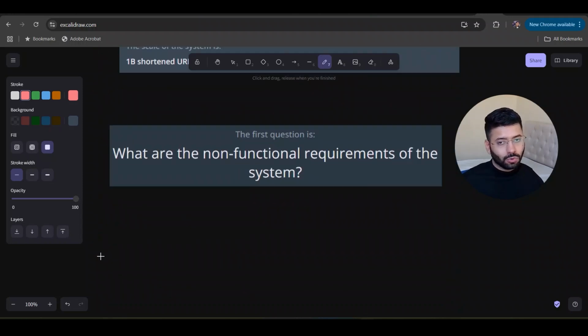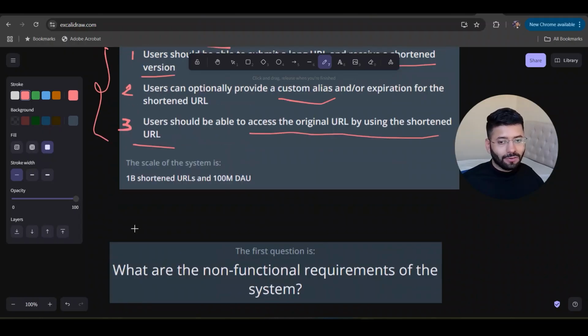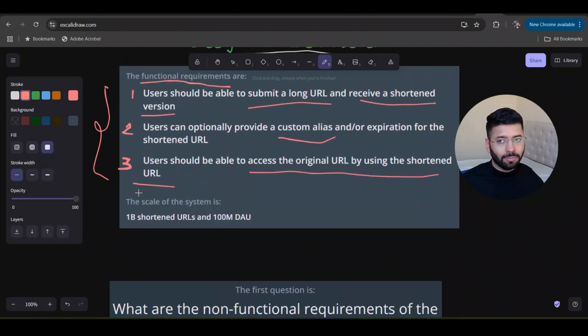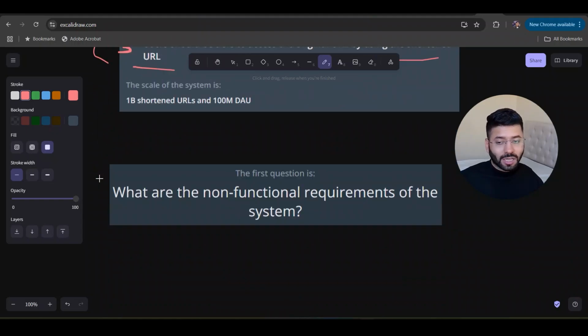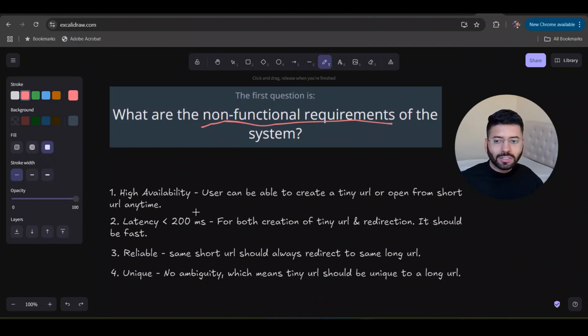So here is the first question that was asked to me by the interviewer. As I have already told you the functional requirements, now that we have the understanding of what we need to build, I was asked what are the non-functional requirements of this system. Okay, now on screen I have displayed what was my answer.